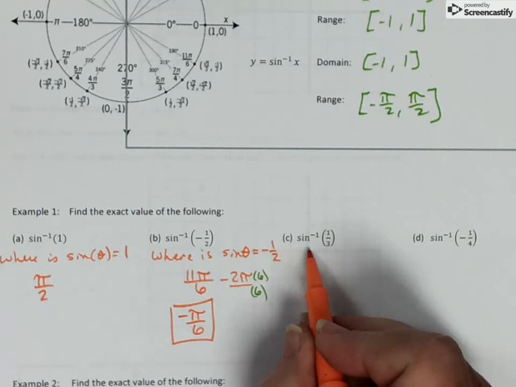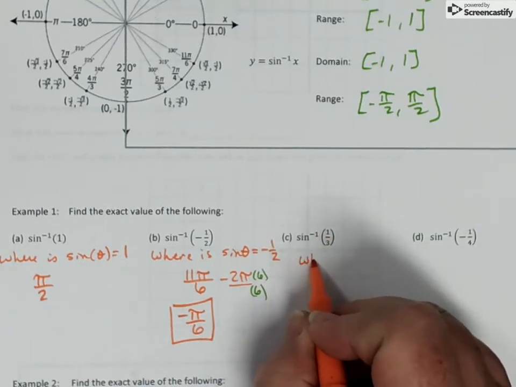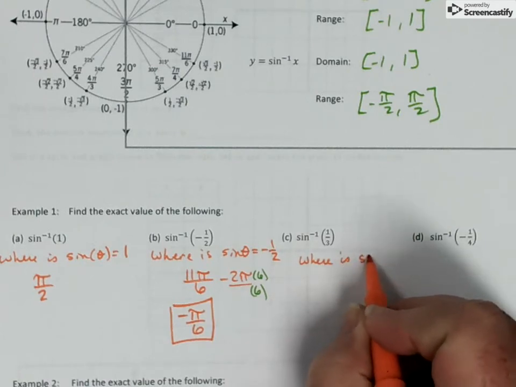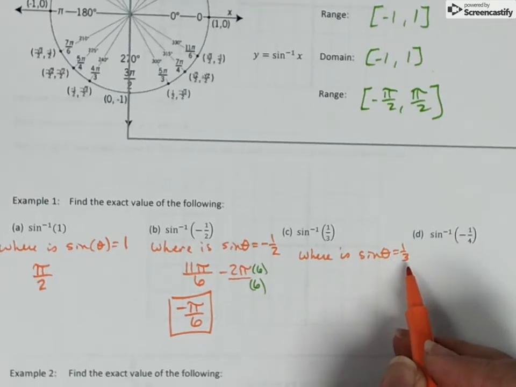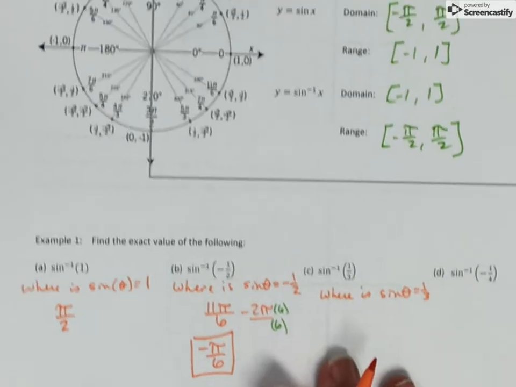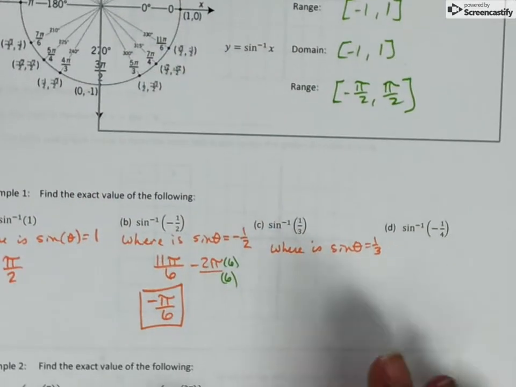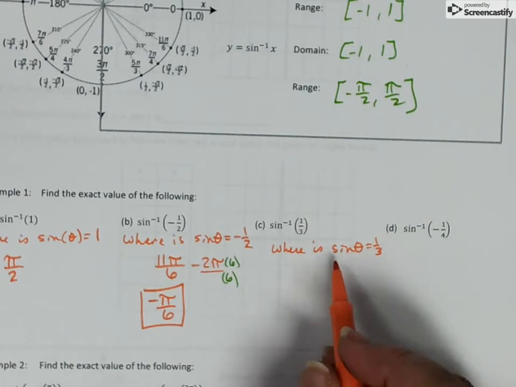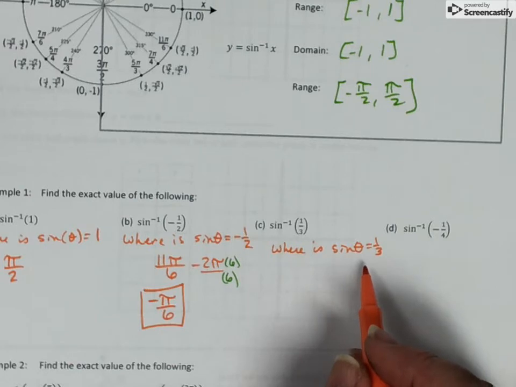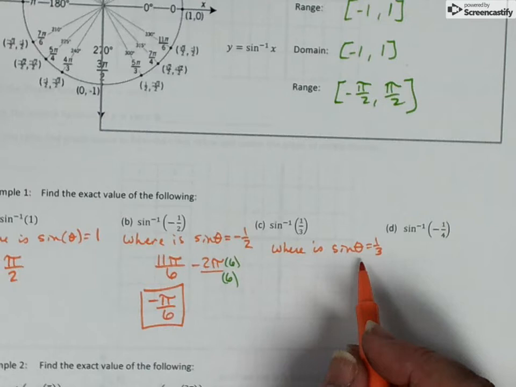Well, let's take a look at this problem. It says inverse sine of 1/3. That means where is the sine of theta equal to 1/3? Now, we know that's going to be in quadrant 1. It's positive. Sine is positive in quadrant 1, negative in quadrant 4. So we know we're looking for an answer in quadrant 1. We're looking for an answer that is in between 0 and 90 degrees, or in between negative pi over 2 and positive pi over 2.